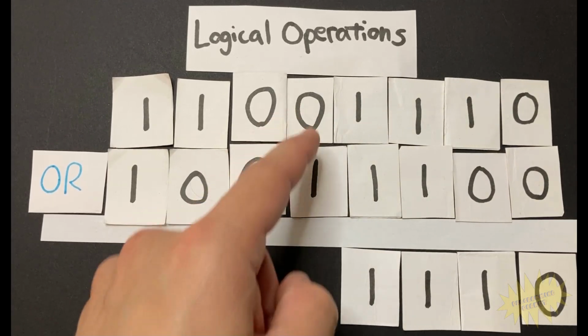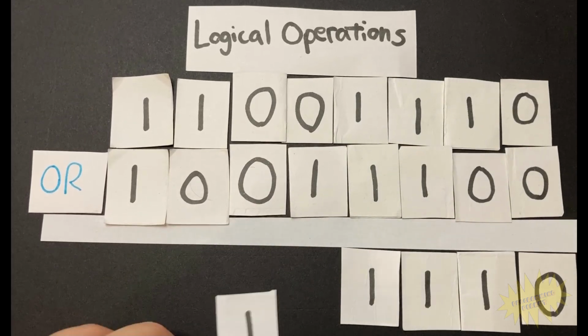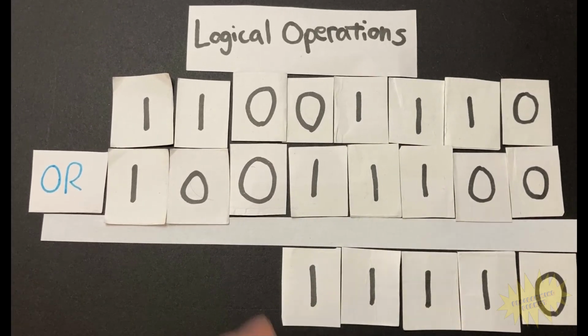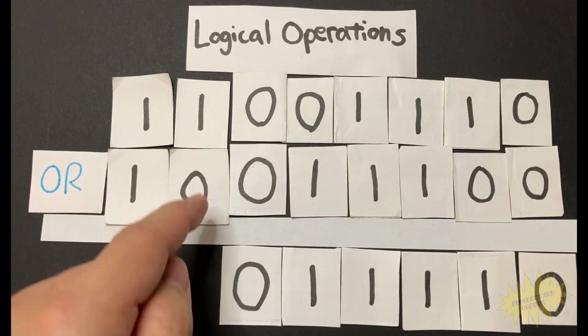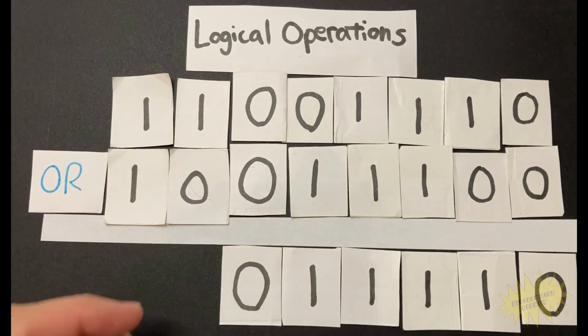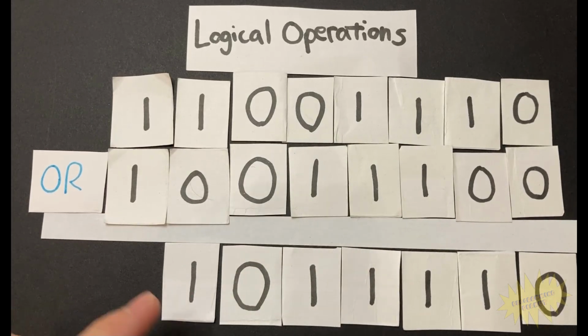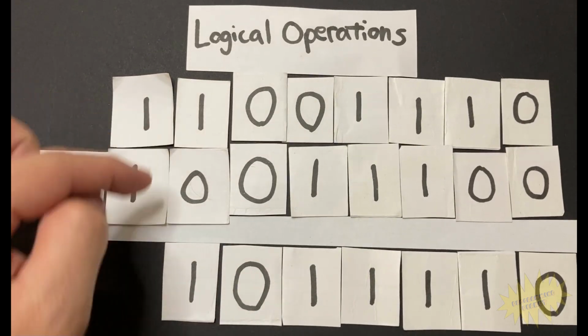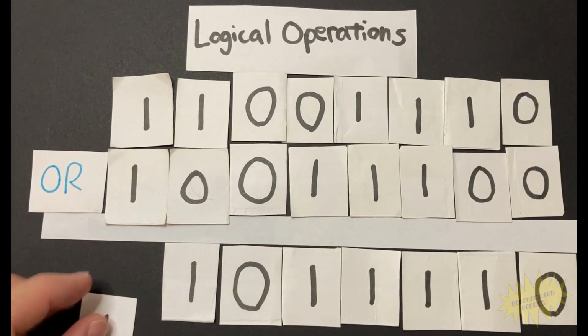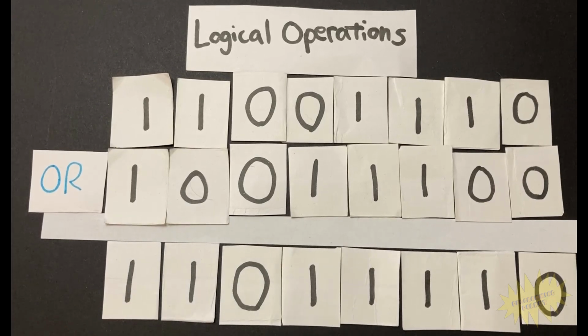This one we have a 0 and a 1. So that'll give us a 1. Here we have 2 0s. So that'll give us a 0. Here we have a 1 and a 0. Remember, we only need at least 1. Okay, so that results in a 1. And of course here we have 2 1s, which will give us a 1.